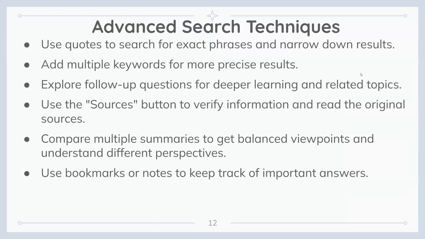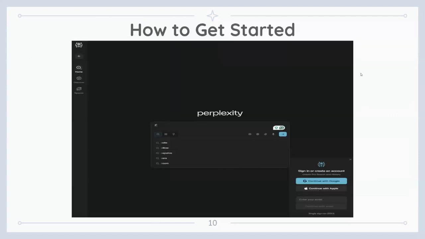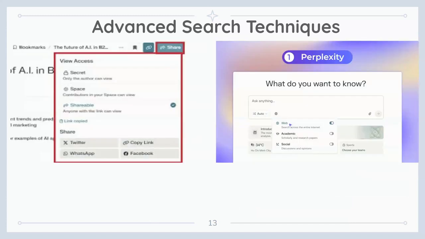Explore follow-up questions, like I said before. Use sources, compare multiple summaries, and use bookmarks and notes. And I believe there are options to adjust how it does its research. Like I said before, over here, there are different options. So you can do deeper research, you can do more light research. You can customize it how you want it.